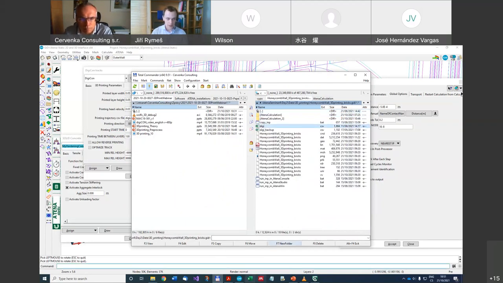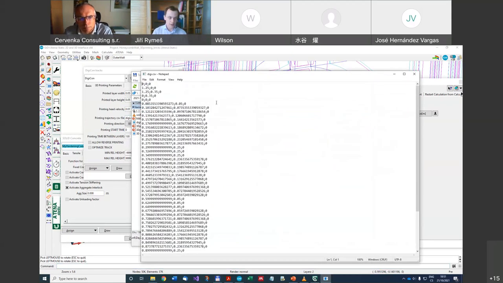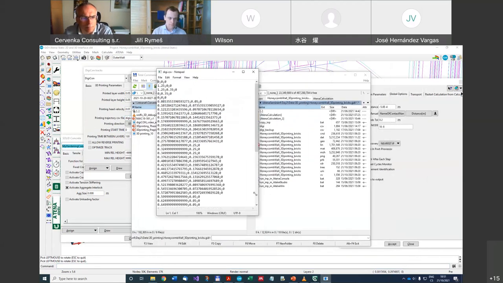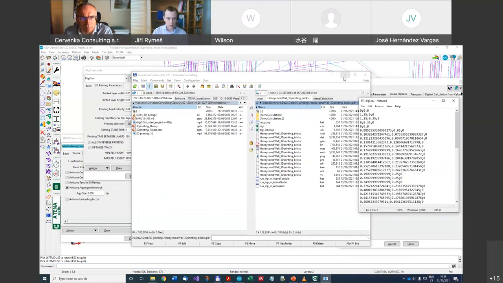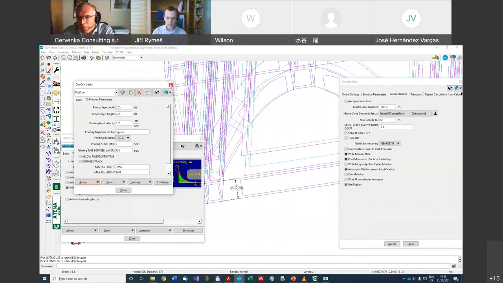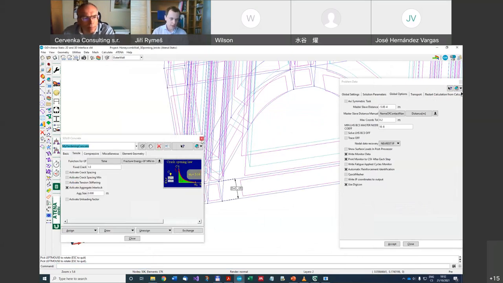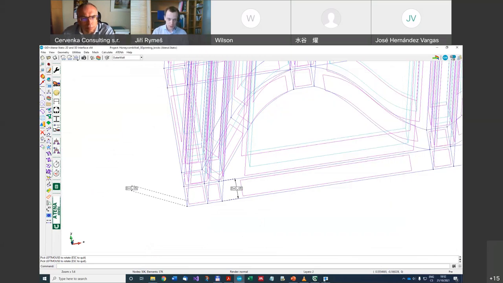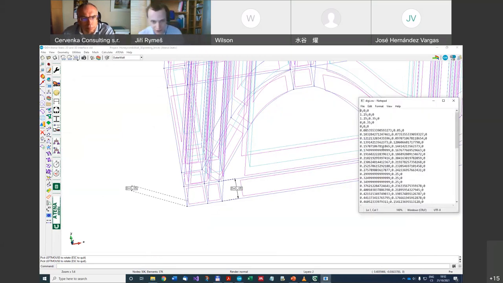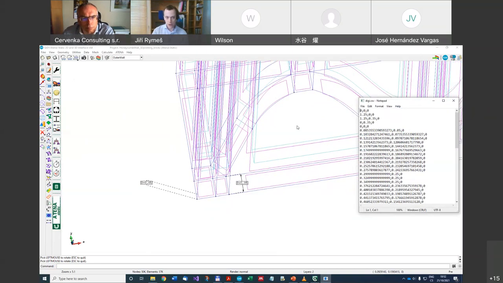And here I have the DGCSV. If I open it, I can see the coordinates of the nodes. Maybe I still have 4 minutes before we get to the question and answers section, so I can talk more in detail about this one. So how to efficiently select or get the coordinates of these nodes.